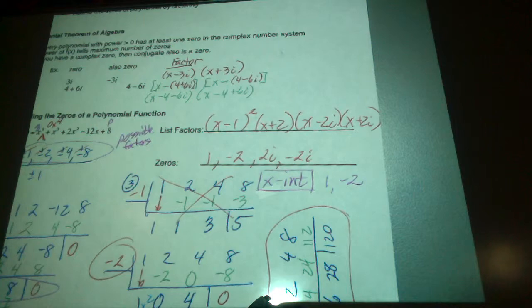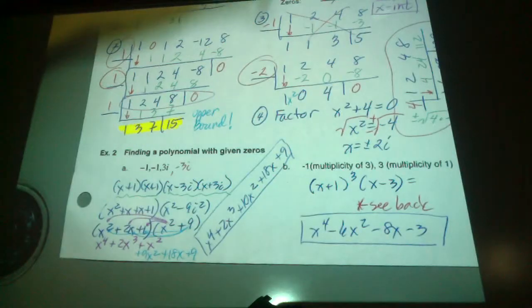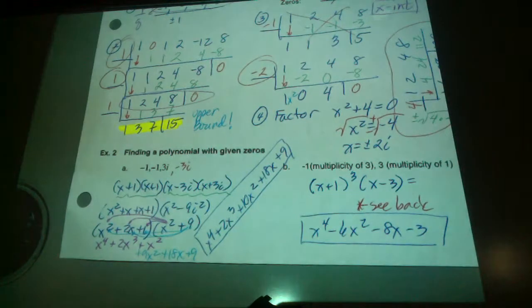So our answer is x to the 4th minus 6x squared minus 8x minus 3. There we go. All right, so any issues with that?